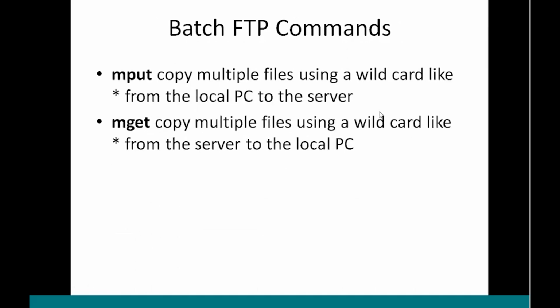So we can now transfer. Now what if we have multiple files and we need to copy all the files to the server? FTP provides some shortcut commands, which is mput, which copies multiple files using a wildcard. Here the wildcard specified is the asterisk, which stands for pretty much all the files in the local PC. So all the files in the local PC will be taken and dropped into the server with the mput star command.